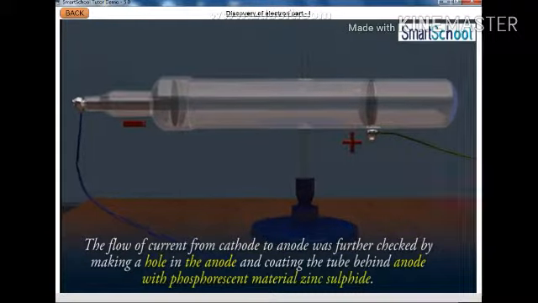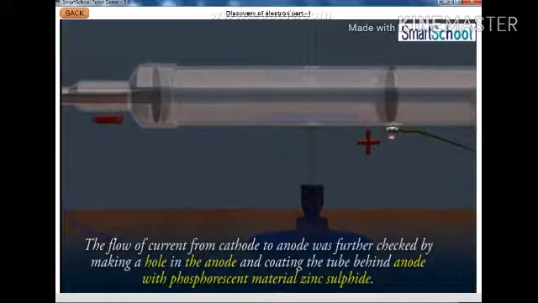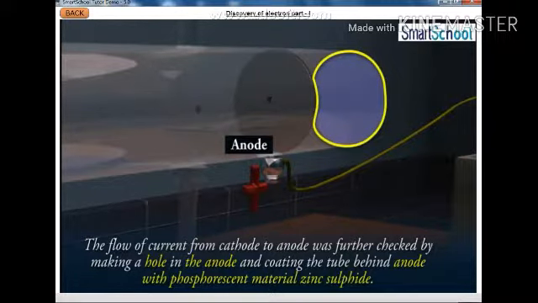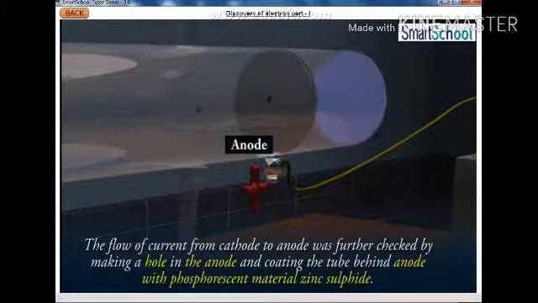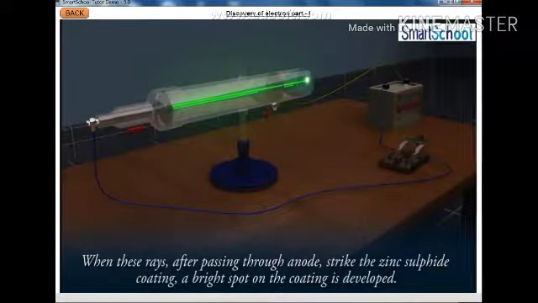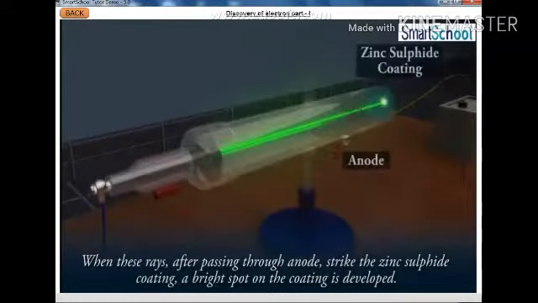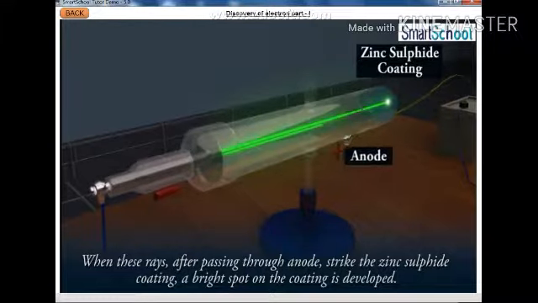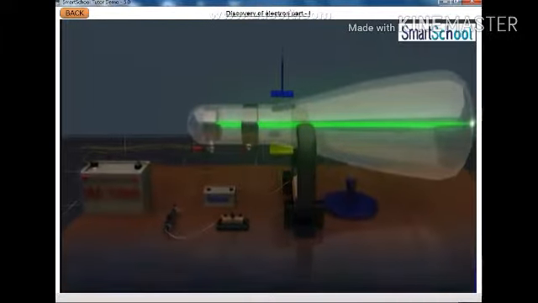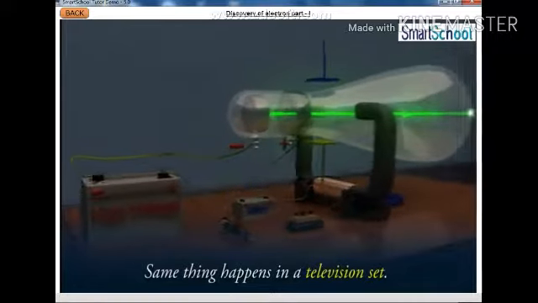The flow of current from cathode to anode was further checked by making a hole in the anode and coating the tube behind anode with phosphorescent material, zinc sulfide. When these rays, after passing through anode, strike the zinc sulfide coating, a bright spot on the coating is developed. The same thing happens in a television set.